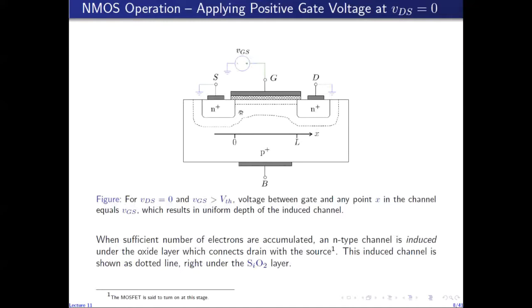When a sufficient number of free electrons have been accumulated in this area, then this region between the drain and source, this region of the substrate, which was initially p-type, because of the abundance of electrons, turns into an n-type channel. Such a channel is called an induced channel because it is induced by the positive voltage at the gate. This induced channel has been shown by this dotted straight line in this diagram, right under the silicon dioxide layer. So this channel is now essentially an n-type region, which is abundant in free electrons.